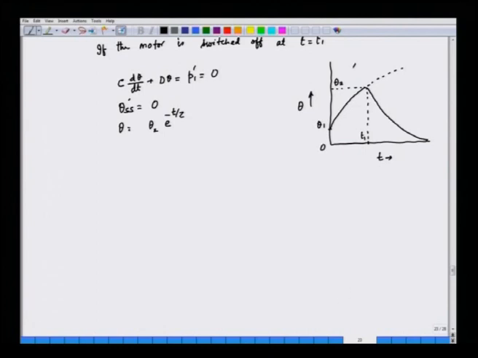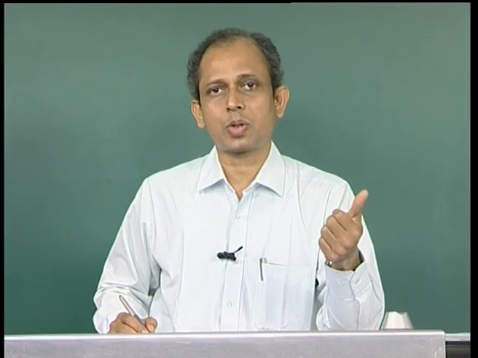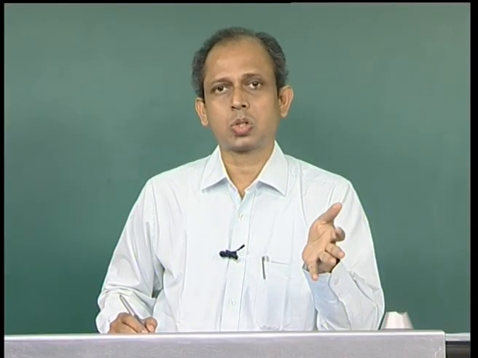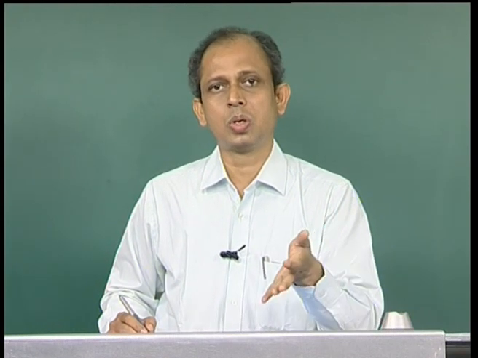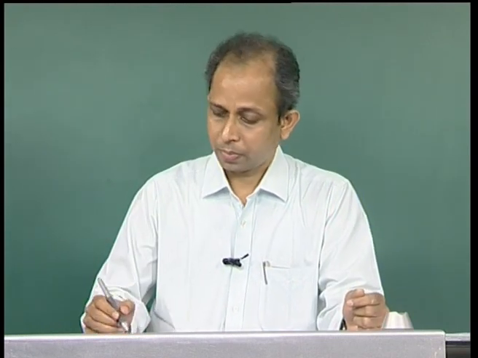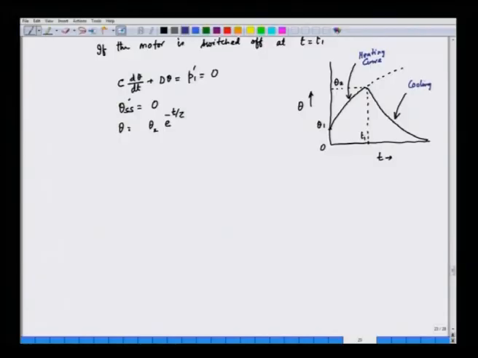So, this is basically the heating curve, and this is a cooling curve. We name them by different names. This is called the heating curve. And the one in which the temperature reduces when we throw off the load or we switch off the power supply, the motor starts to cool. And when the motor starts to cool, we call that the cooling curve. So, this basically gives us an idea of how we can operate the motor.